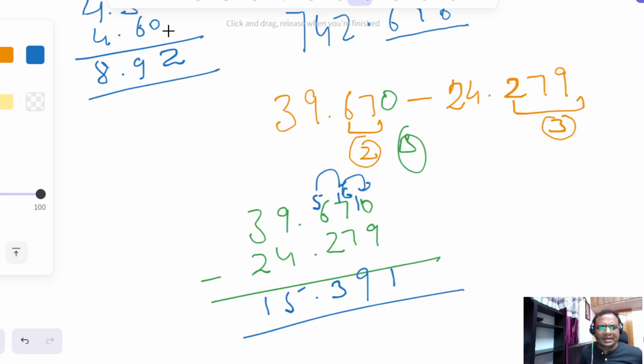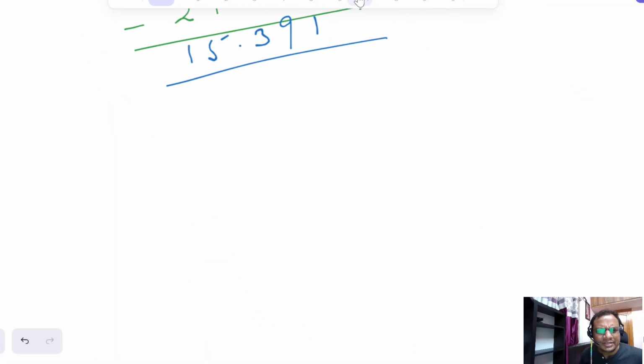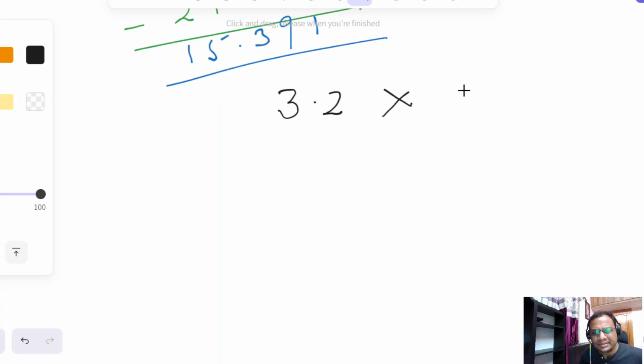Now let's learn the multiplication. There, in multiplication and division, we need to remember some points. Let's learn. Okay, so if I have 3.2 times, I'm just taking easy numbers, 4.6, we need to multiply.